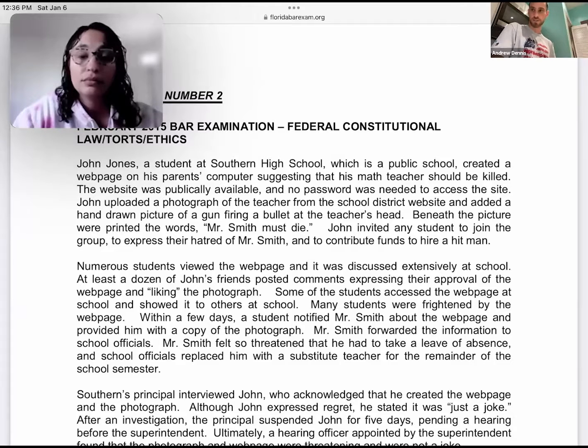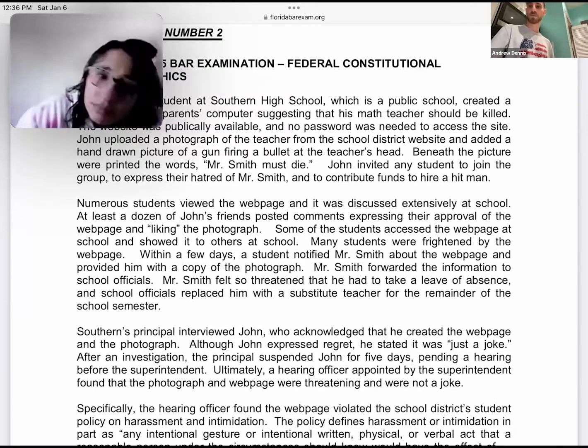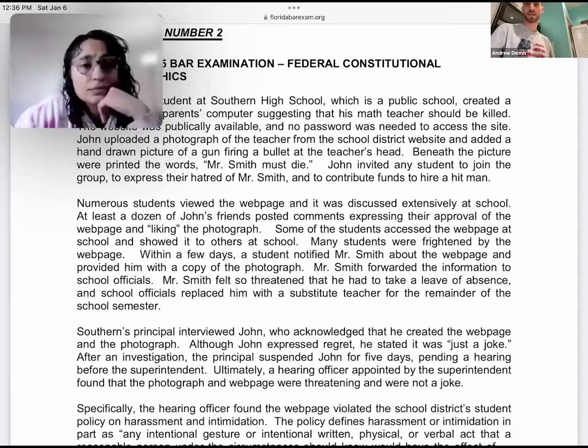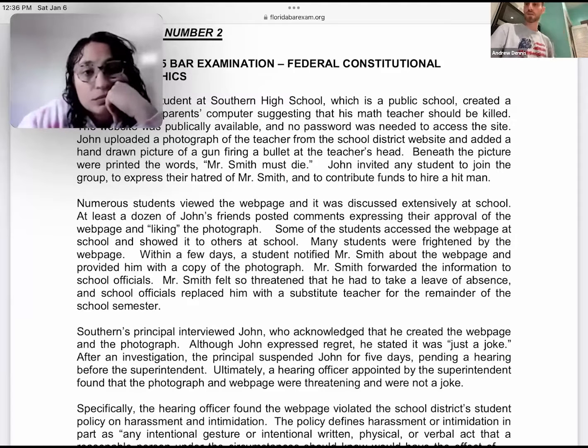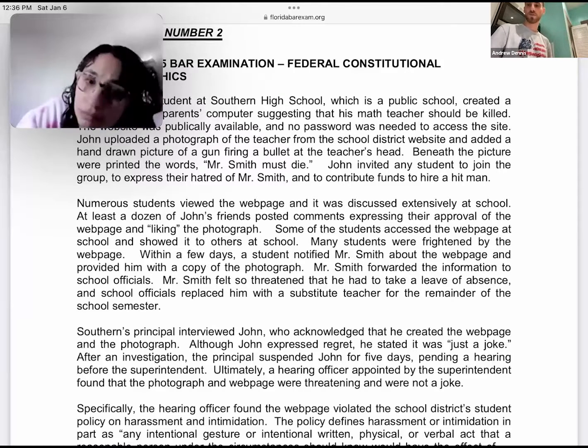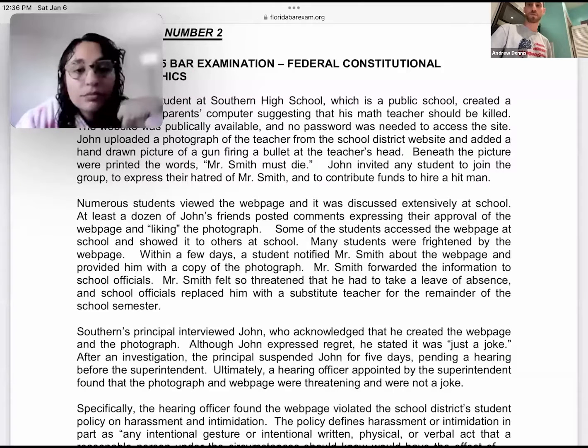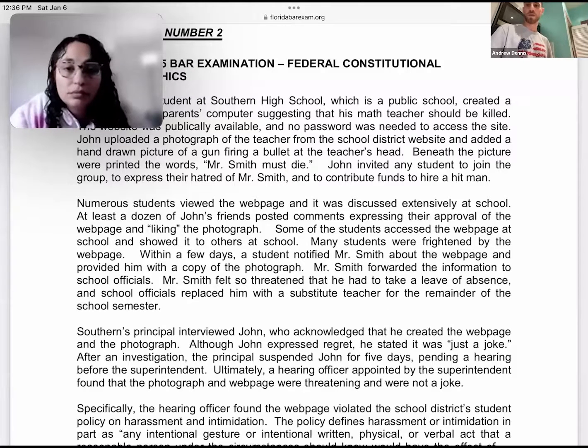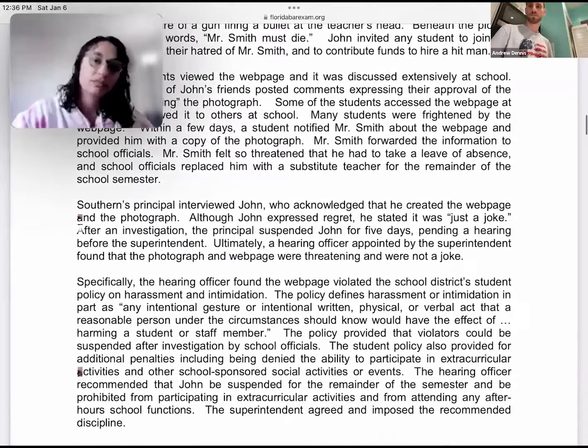Numerous students viewed the website and it was discussed extensively at school. At least a dozen of John's friends posted comments expressing their approval of the website and liking the photo. Some of the students accessed the website at school and showed it to others. Many students were frightened by the website. Now we're getting into the IIED and NIED. Within a few days, a student notified Mr. Smith about the website and provided him with a copy of the photograph. Mr. Smith forwarded the information to school officials. He felt so threatened, he took a leave of absence, and school officials replaced him with a substitute teacher for the remainder of the school semester.